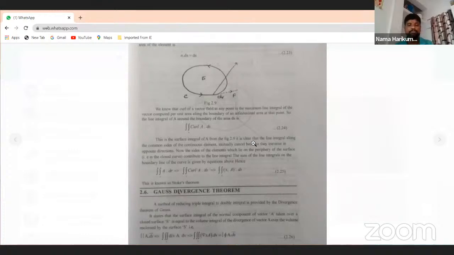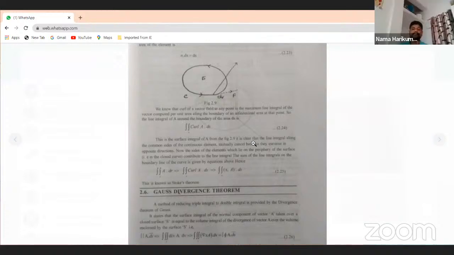Then the equation is double integration of A dot dS equal to triple integration of div A, divergence A, dV. So in equation 2.26, we just write double integration of A dot dS equal to triple integration of div A dV. Divergence is nothing but del dot A into dV. Okay, right? It is clear.